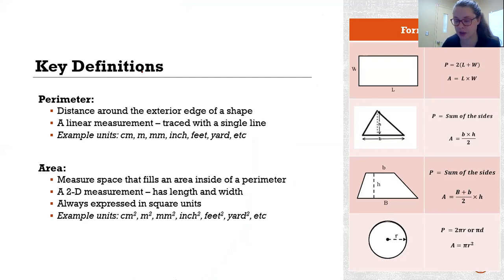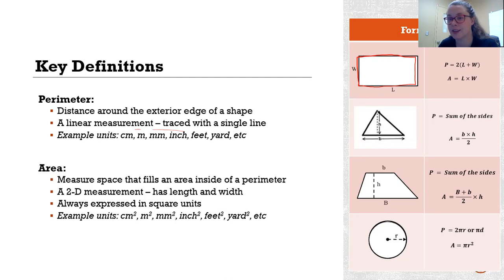If I take my pen and follow the outside edge of this rectangle, that's our definition of perimeter. So perimeter is around the exterior edge of a shape. It could be traced with a single line, okay? Units for perimeter are always going to be linear units. So it'll be centimeters, meters, millimeters, inches. They're always a one-dimensional unit.